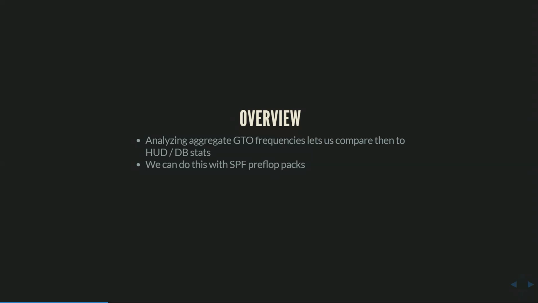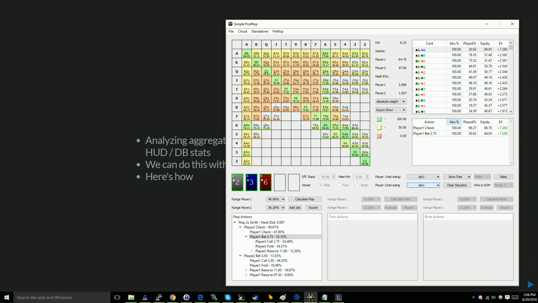Whereas if you want to do it with your own calculations, you would first need to run a big bulk batch of flop calculations, which might take a day or two to calculate, before you can do the aggregation analysis that I'm going to show here. So let's get into the nuts and bolts of how to actually do this. I'm going to pull up Simple Postflop.